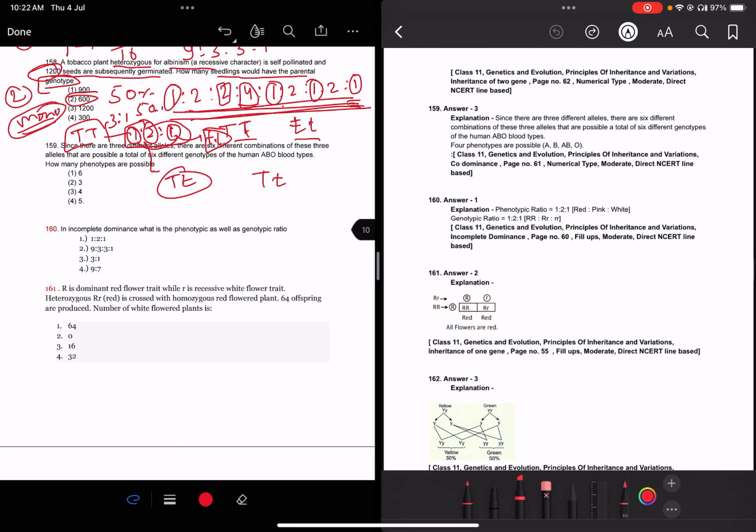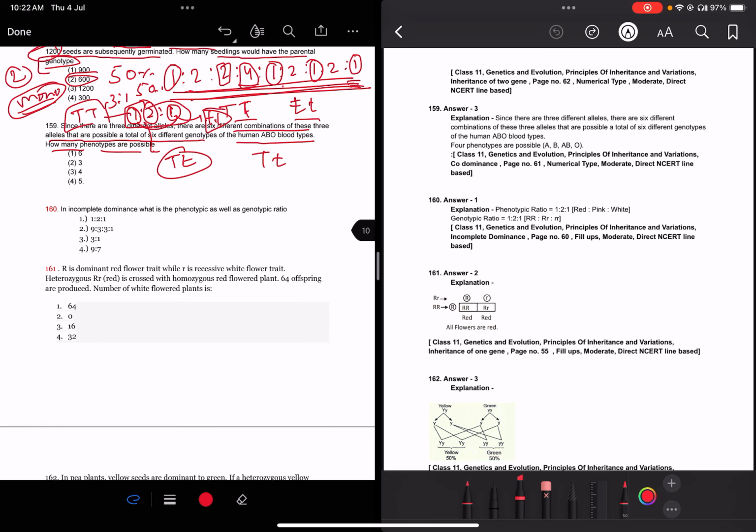Question 159. Since there are three different alleles, there are six different combinations possible, so a total of six different genotypes of the human ABO blood group. How many phenotypes are possible? In the ABO blood group, how many types of blood groups are there? A, B, AB and O. Only four types.